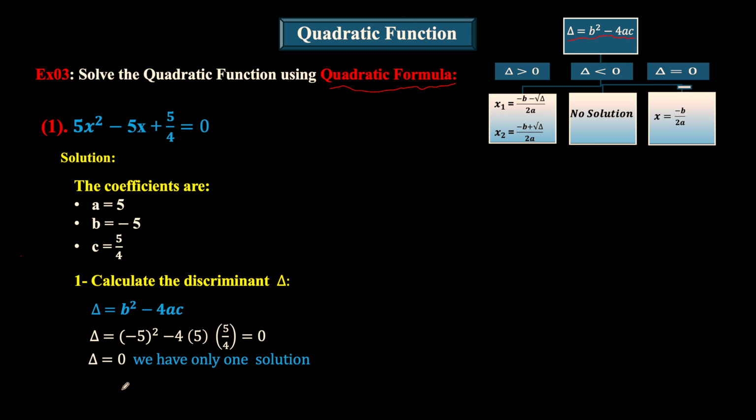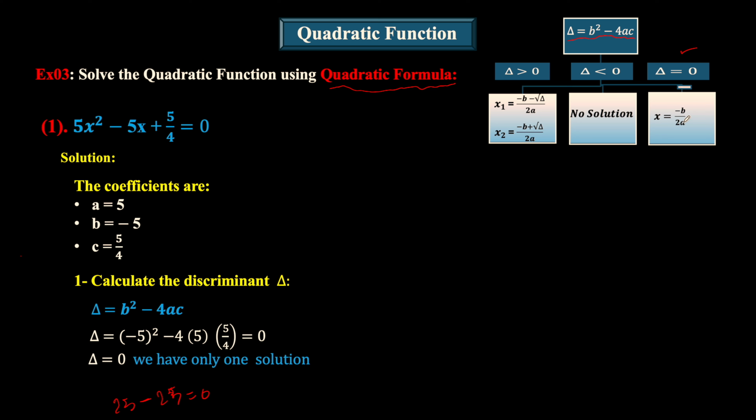If you calculate this expression, you will get minus 5 squared is 25, minus 4 multiplied by 5 is 20, 20 multiplied by 5 is 100, 100 if you divide it by 4 you get 25, so 25 minus 25 is equal to 0, okay. That's why we get 0 here. So delta is equal to 0 and we have only one solution. We are in this case, delta is equal to 0.